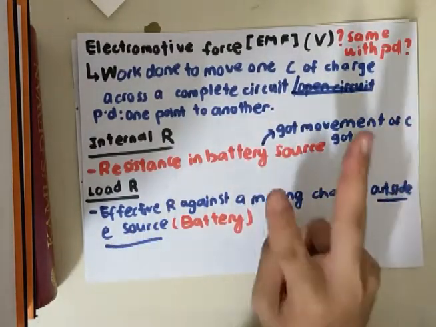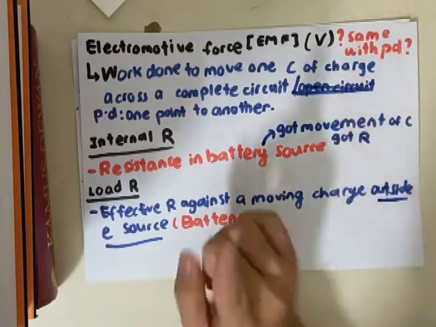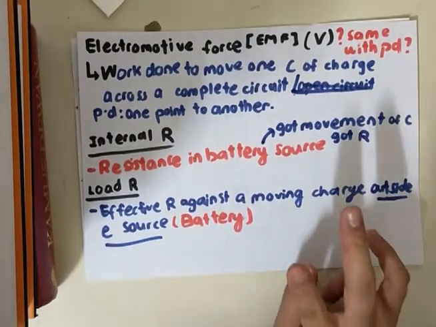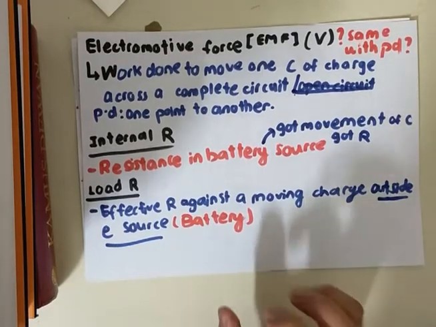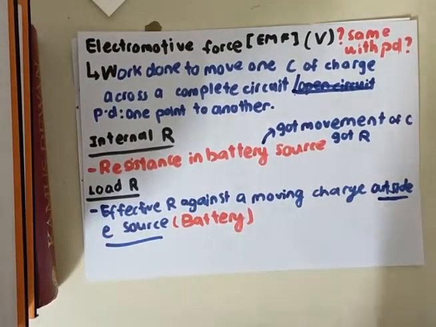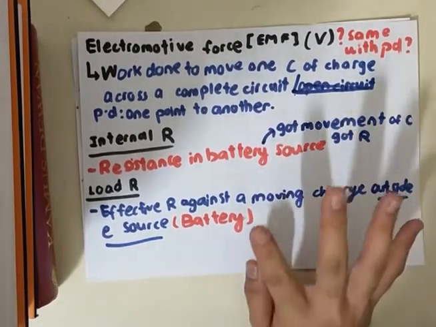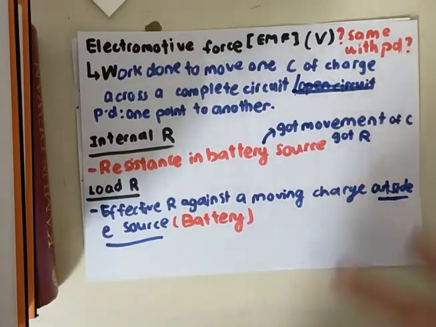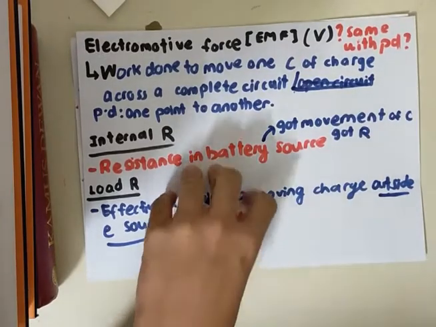There are two types of resistance that you have to know. One is internal resistance, one is load resistance. Internal resistance is the resistance inside the battery source, while load resistance is the resistance outside of your electric source.